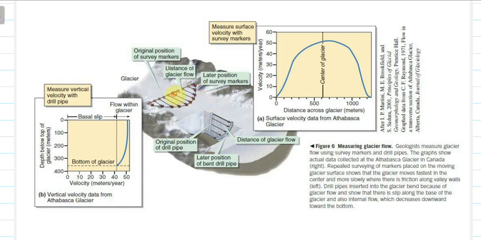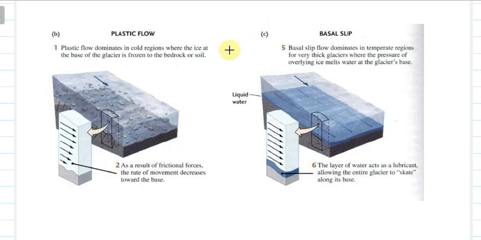So maximum travel will be in the middle, at the center of the glacier. Plastic flow is almost in the middle of the glacier. Basal slip will be at the base. Due to the friction, a layer of water is there and it acts as a lubricant, and that's why the glacier moves. So you can say that the glacier is actually skating down the bedrock.